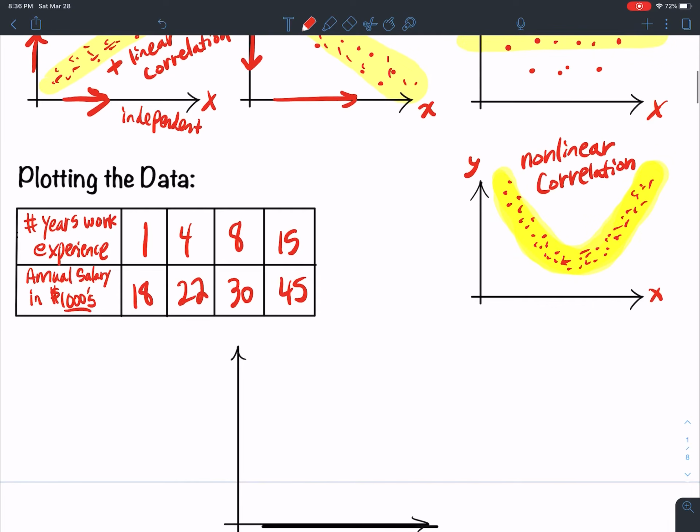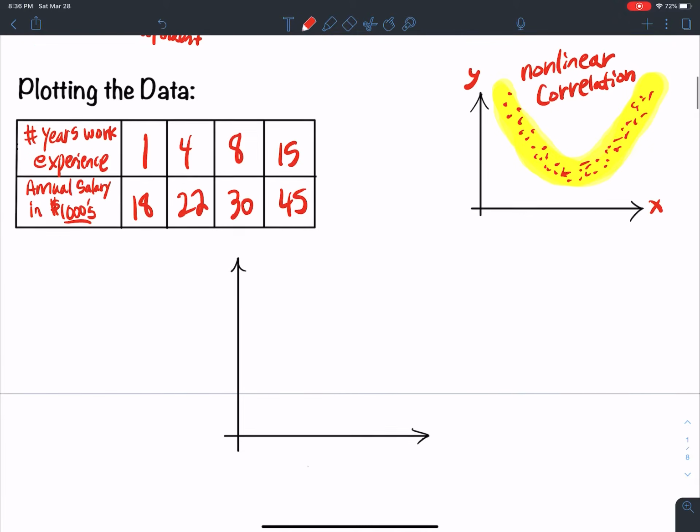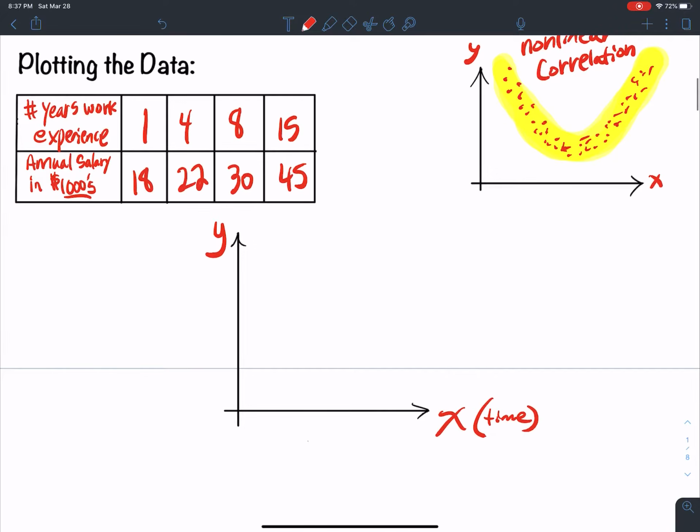So reading from left to right, when we look at this, I'm going to plot my X on the horizontal axis and my Y on the vertical. Now, X is usually time. Time is your independent variable. Time's going to march on whether you want it to or not. It's independent of how you feel.